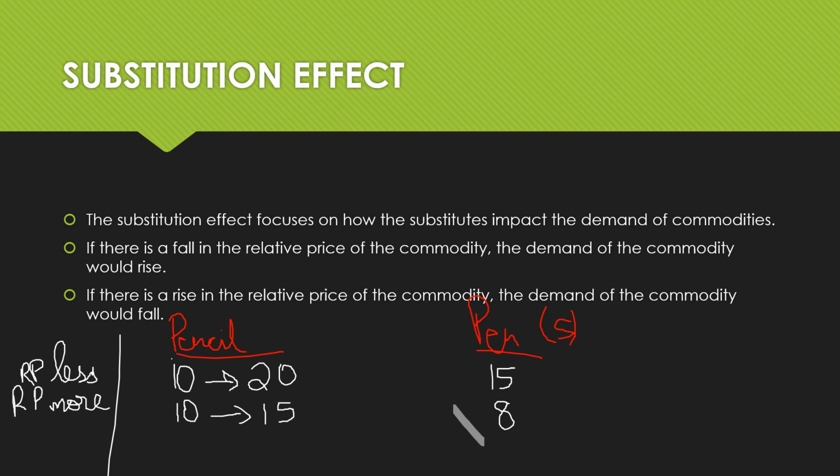Now let's say another situation happens. I keep the price constant at 10, and the pen's price has fallen to 5. This is a huge fall because at half the price of a pencil, a pen can be bought. So with the same amount that buys one pencil, I'll be able to buy 2 pens.